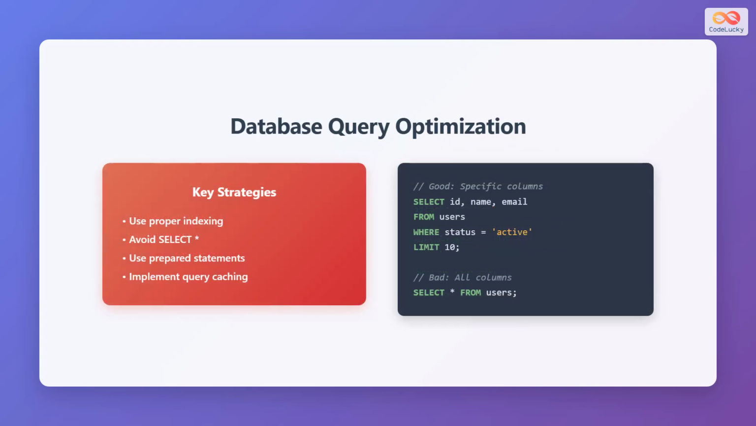Database interactions are often a bottleneck in PHP applications. Here are some key strategies to optimize database queries. Use proper indexing. Avoid SELECT *, which retrieves all columns when you only need a few. Use prepared statements to prevent SQL injection and improve performance. Implement query caching to store and reuse the results of frequently executed queries.